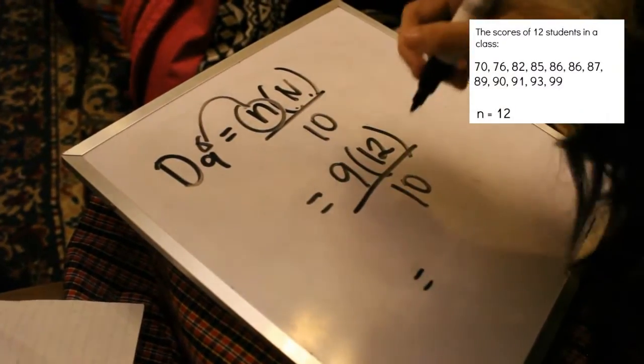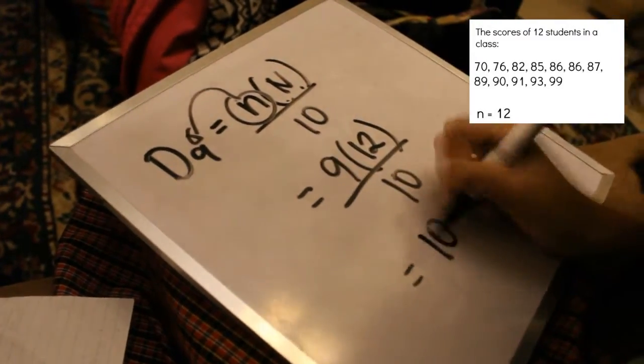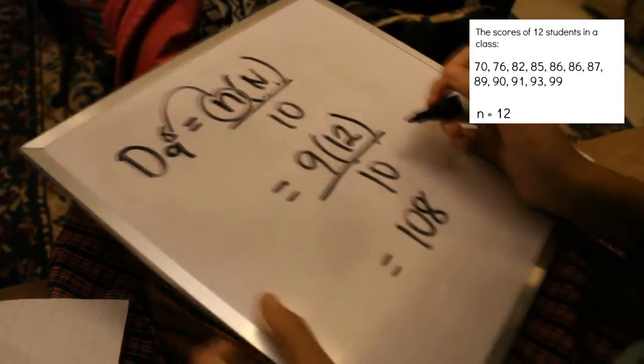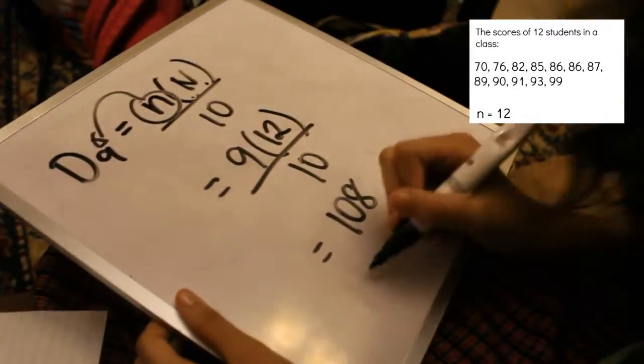So 9 times 12 is 108. And divided by 10 is 10.8. Yeah, you got it right.